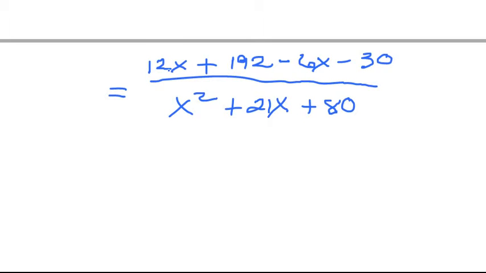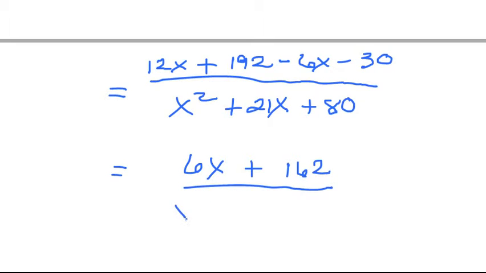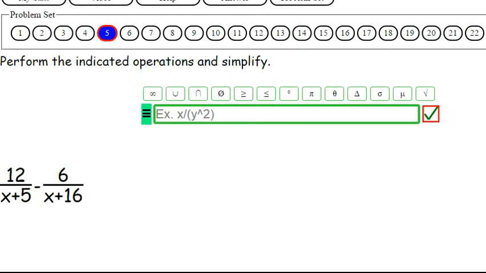Alright, collect up some like terms. We've got 12x minus 6x. So that's going to be 6x, and then plus, and of course 192 minus 30 is 162. And that's all over x squared plus 21x plus 80. Man, that was a 4-minute problem, right? Okay. Got that 6x plus 162.